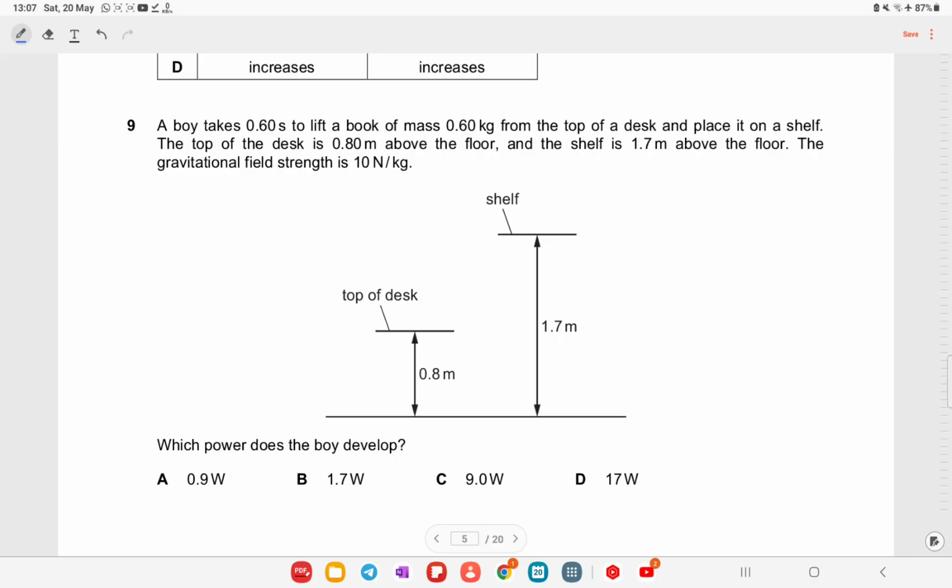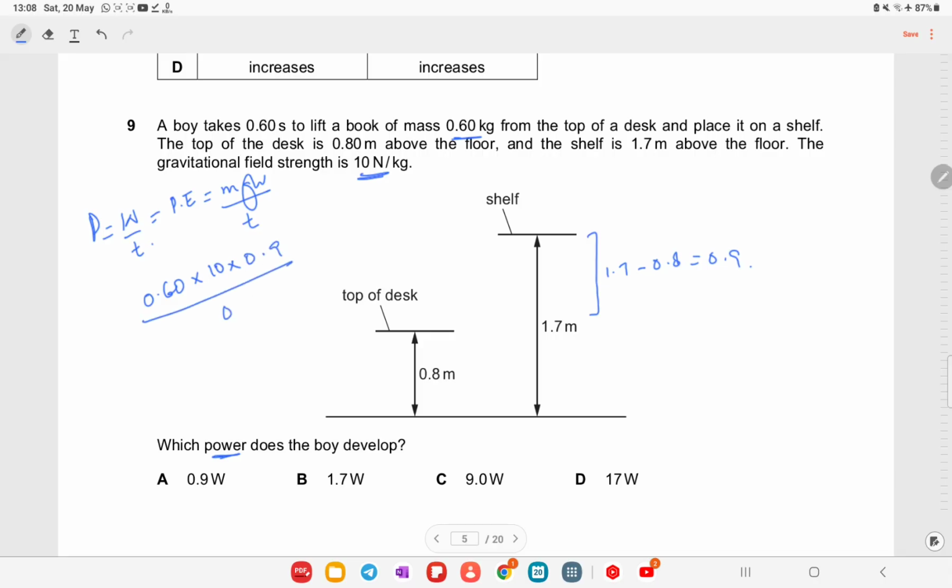So in this question, first we have to find this height, which is 1.7 minus 0.8, which equals 0.9. Since they are asking about power, power equals work done over time, and here we use the potential energy formula for work done, which is mgh divided by time. The mass is 0.6 kg, the value of g is 10, which is also given, and h is 0.9, and then you divide by 0.6.